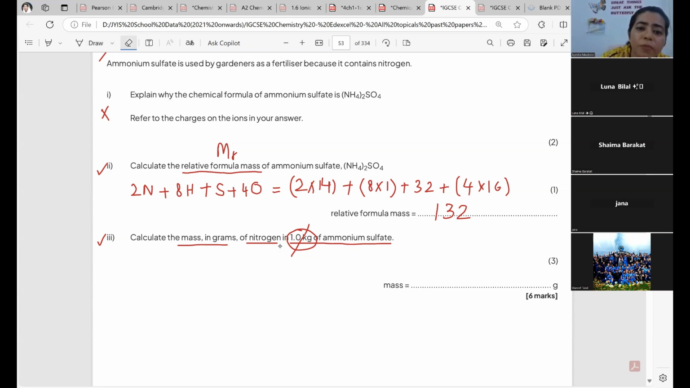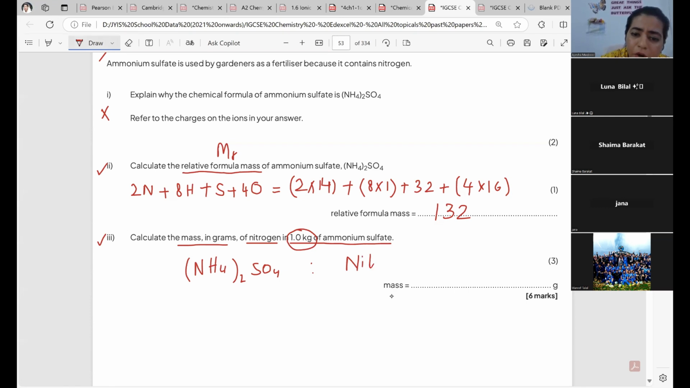This 1 kg we will use, but not now. We will take the ratio. So basically, we need to find the mass of the ammonium sulfate, which will be the MR multiplied by the moles. Then after that, because we have the mass of the total ammonium sulfate, it will be easy to find the nitrogen. Okay.